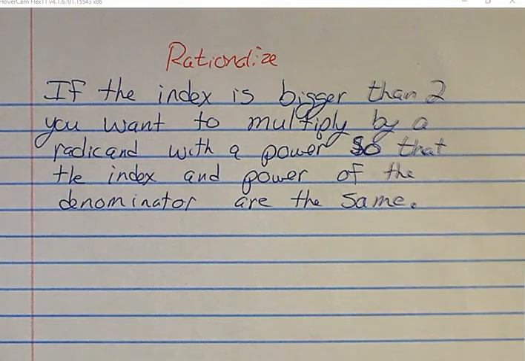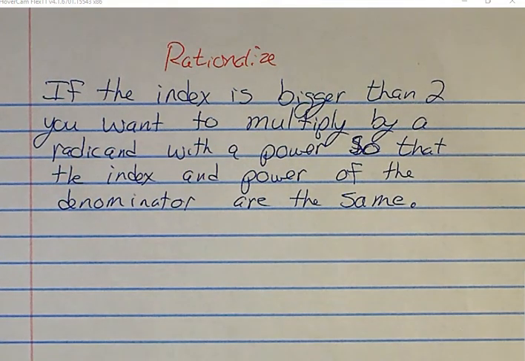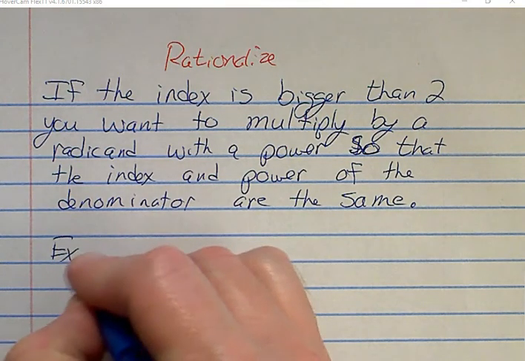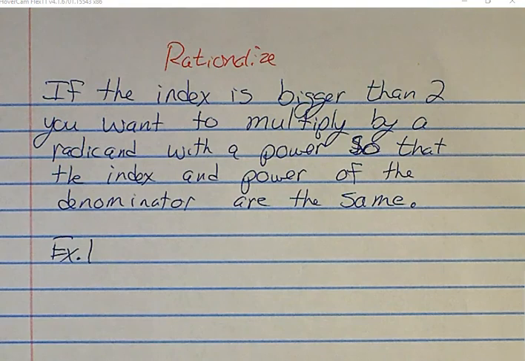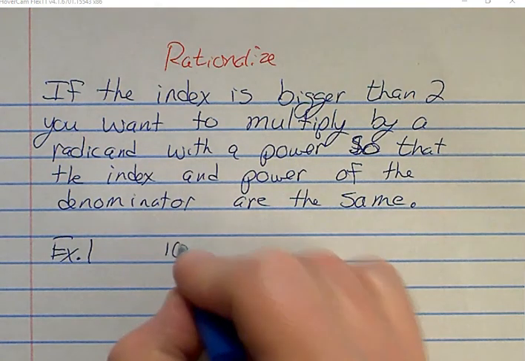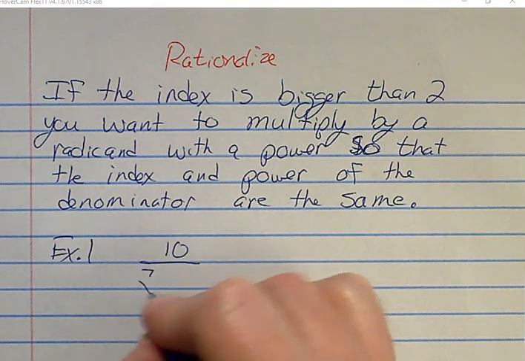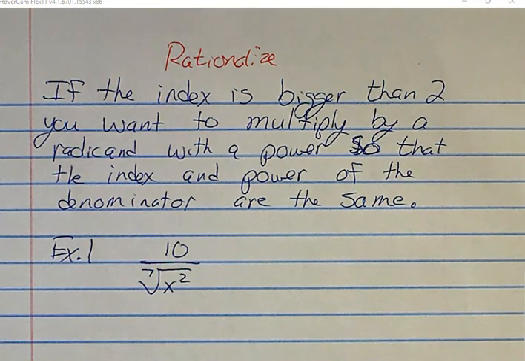All right, if you're looking at that, if you're going, okay, I'm kind of lost there, sometimes the pictures speak a lot more than the words. So let's give you one where we actually look at an example here. All right, let's do 10 over the 7th root of x squared.